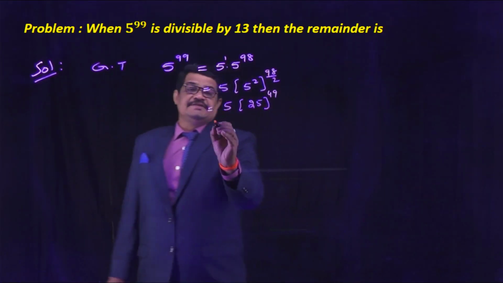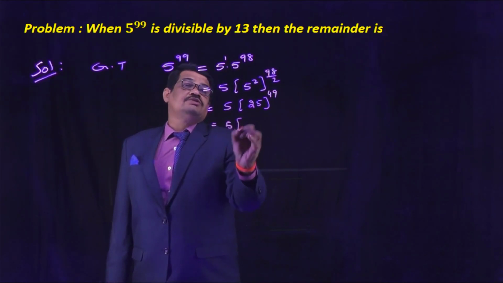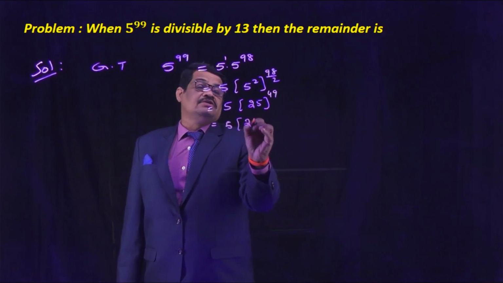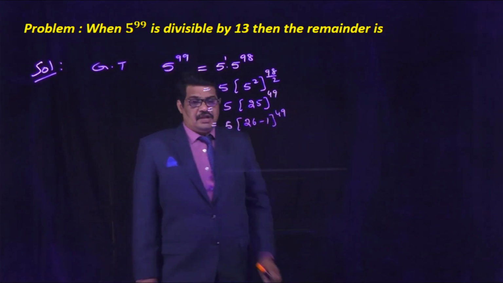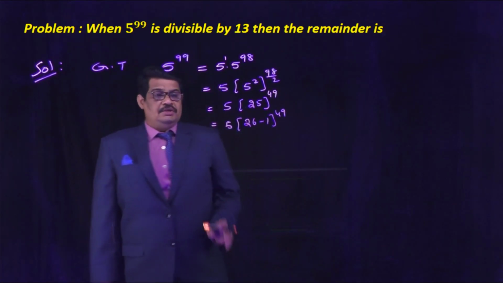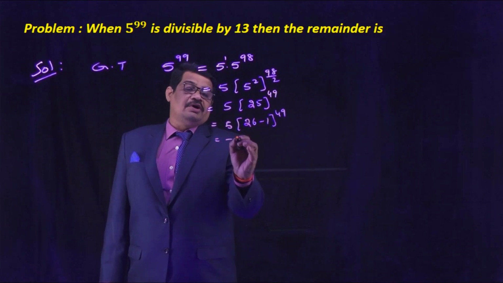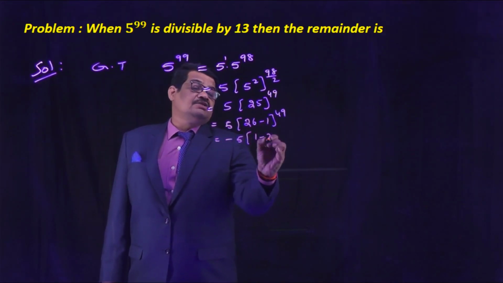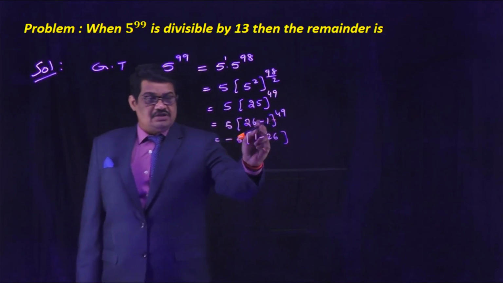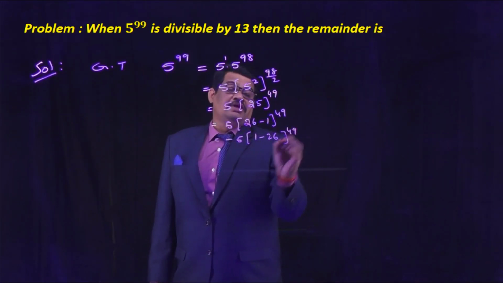Okay, that is equal to 5 into 25, which can be written as 26 minus 1 whole power 49. So now using the binomial theorem, minus is common here, so we get minus 5 times (1 minus 26) whole power 49.